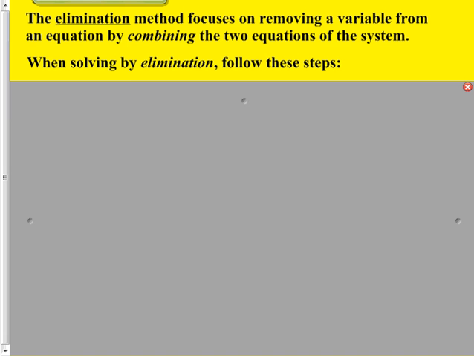Okay, now the elimination method focuses on removing a variable from an equation by combining the two equations of the system in a way that is very similar to what we were doing with the substitution method, but the way that we were removing a variable with the substitution method was by way of substituting values into other equations. This one is going to try to remove the variable by actually combining the two equations as they're written. Okay, so we have a step-by-step process for solving by elimination.